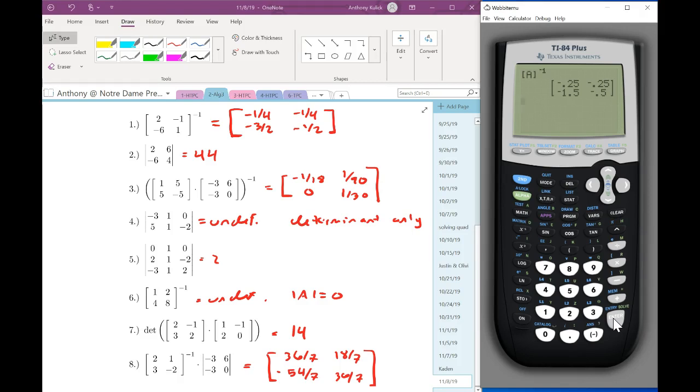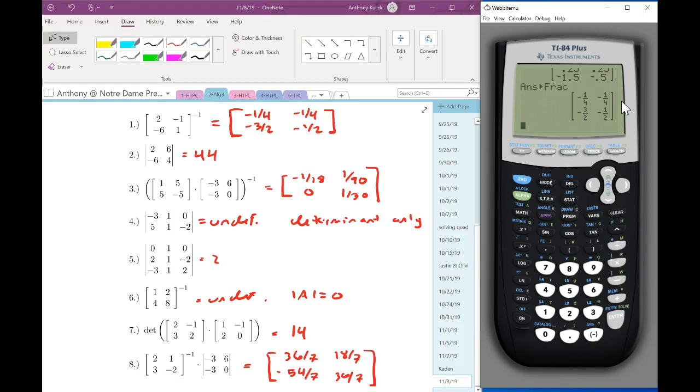The answer that I wrote was fractions. If you want this matrix as a fraction, you can do the following. If you press the math button and then select the frac command and then press enter, your calculator will write your answer as fractions rather than decimals, which is pretty nice.